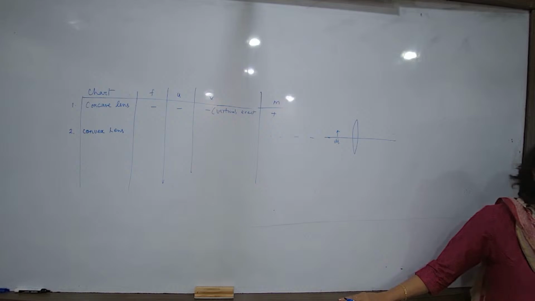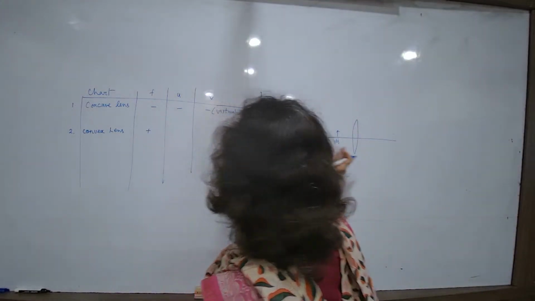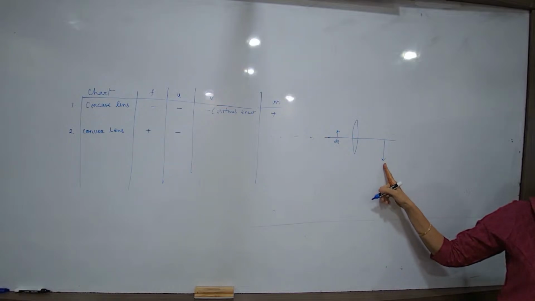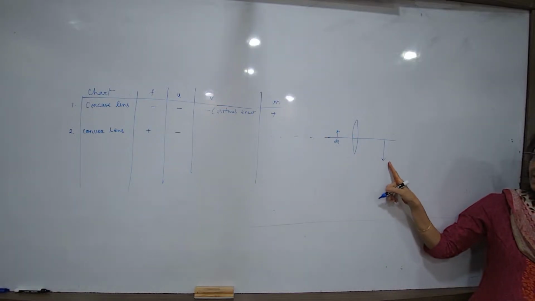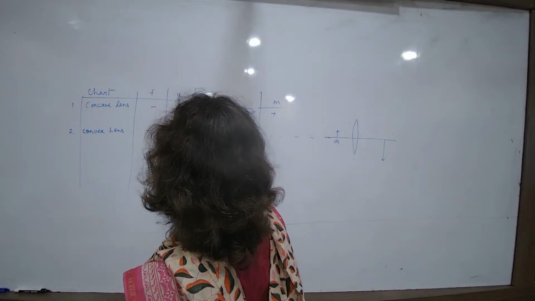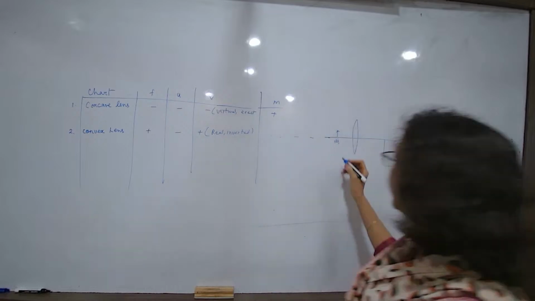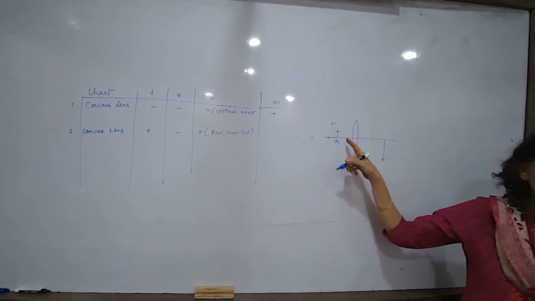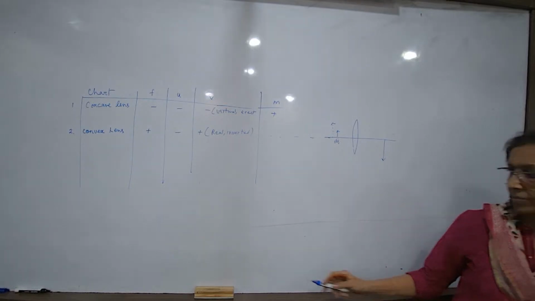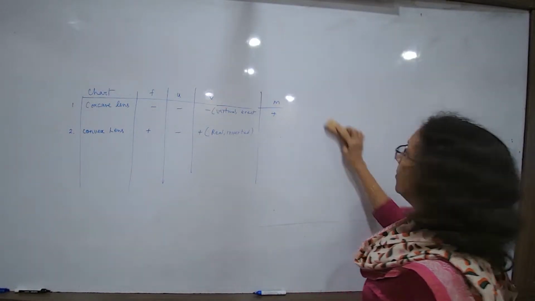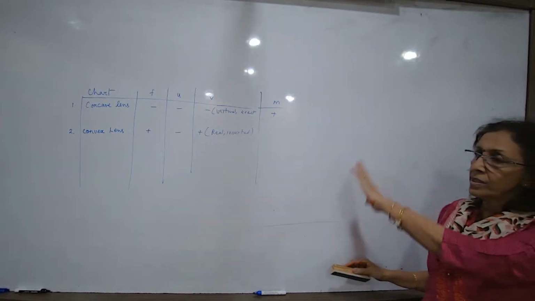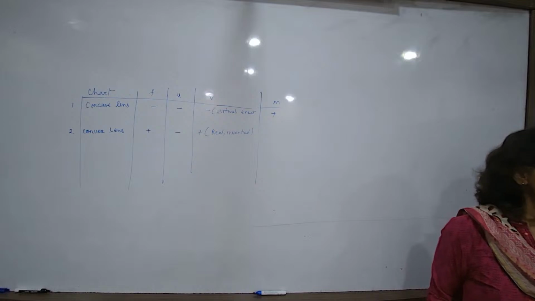Keep your textbook open. f is positive. u is always on the left hand side, therefore it is negative. v can be like this. If it is real and inverted, what is this distance? Positive. Very good. It will be positive if it is real and inverted. But if you are getting something like this, then it is virtual and v will be negative. Magnification: if it is real and inverted, it is negative. If it is erect and virtual, it is going to be positive. So if you have this table in front of you, you can always refer to it when you are doing your solution problems.